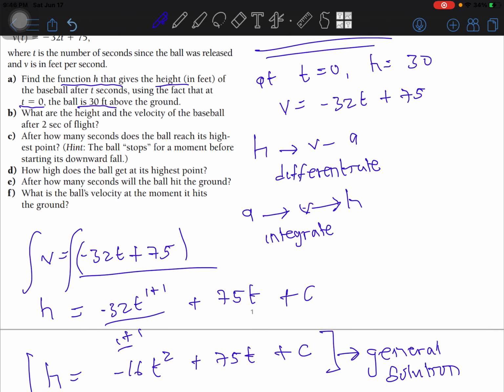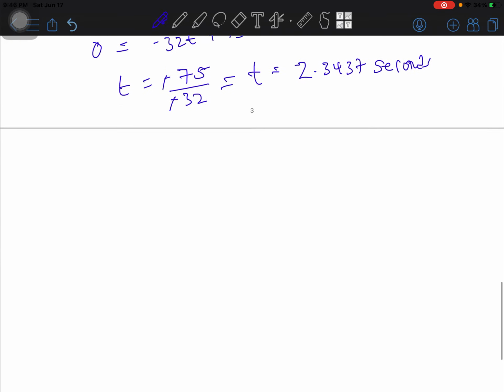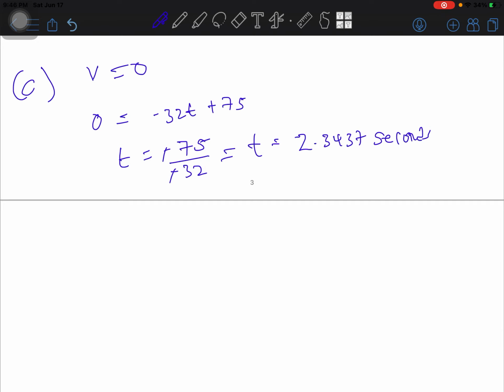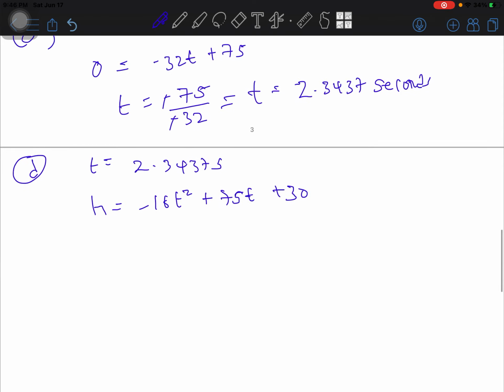So let's go and look at the D. How high does the ball get at its highest point? That means that the ball reached the maximum point at the time t equal to 2.3437 seconds. And therefore we have our height h equal to negative 16t squared plus 75t plus 30. So how high did the ball reach? You substitute the value of this t into the function h, and whatever you get will be the maximum height that the ball reached.